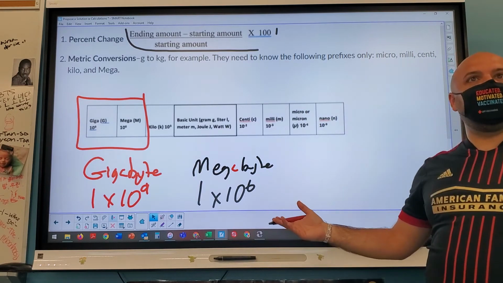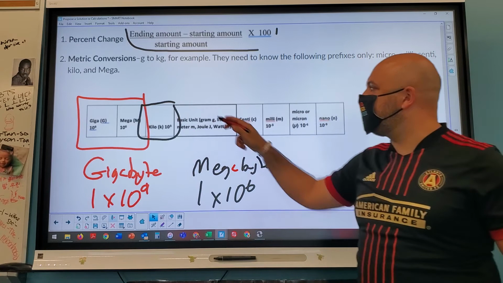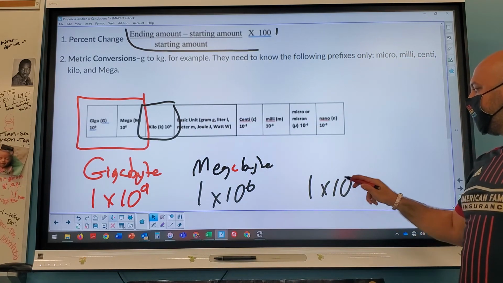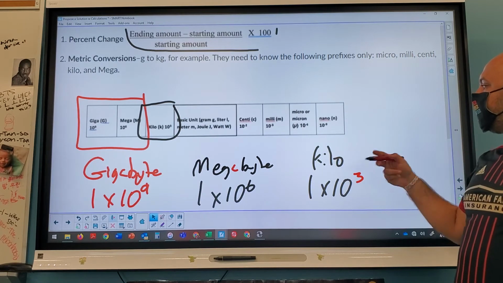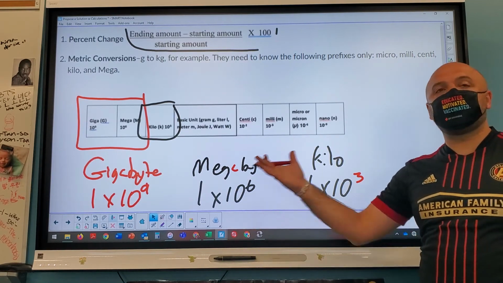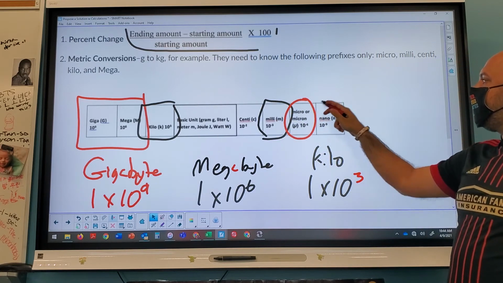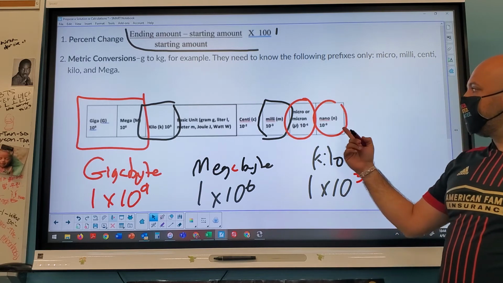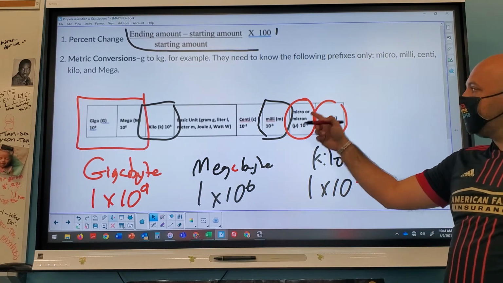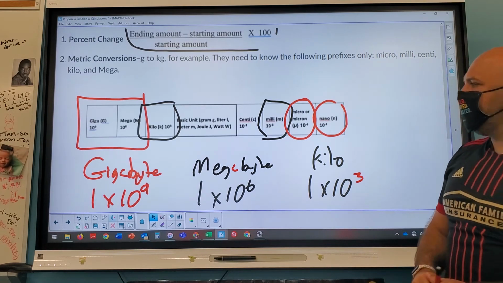So a billion, a million, and then kilo is 1 times 10 to the 3rd, which is 1,000. Okay? Kilo is 1,000. Those are the only other ones that I would suggest you know. The rest of them are just straight from there. You can see there's milli here, there's micro and nano, but I don't think you'll need to know those. They usually don't go into it. Either way, it's just the reverse of these. Micro is a millionth, nano is a billionth.